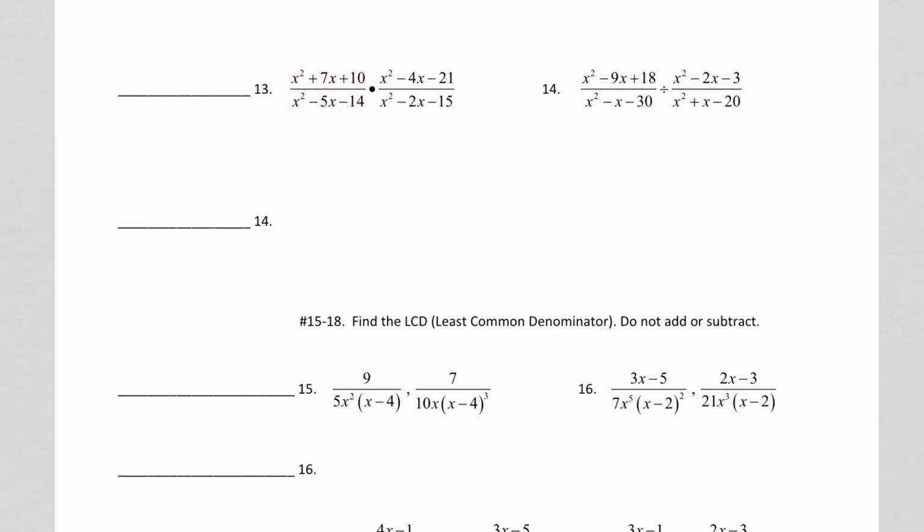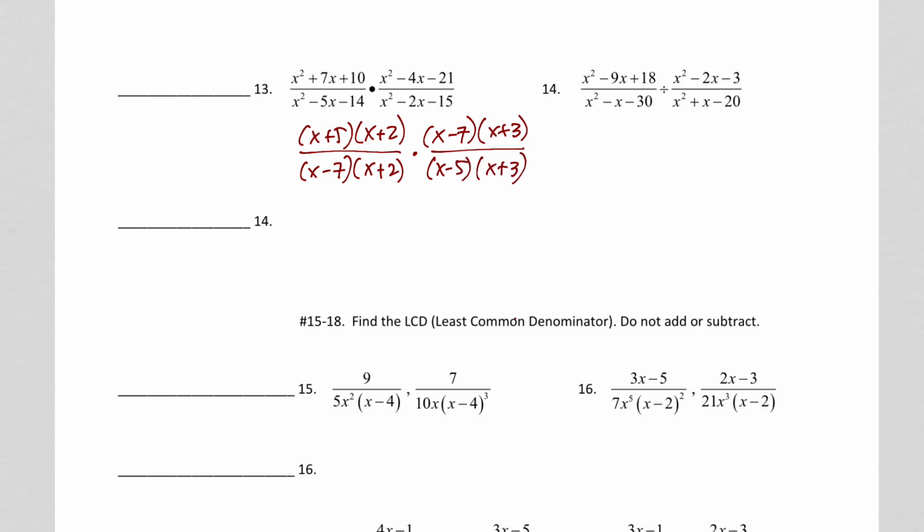I have to factor each and every one of these. So when I factor this, this is x plus 5 times x plus 2. When I factor this, we have x minus 7 times x plus 2 times, when I factor this, we have x minus 7 times x plus 3. And when I factor this, I have x minus 5 times x plus 3.